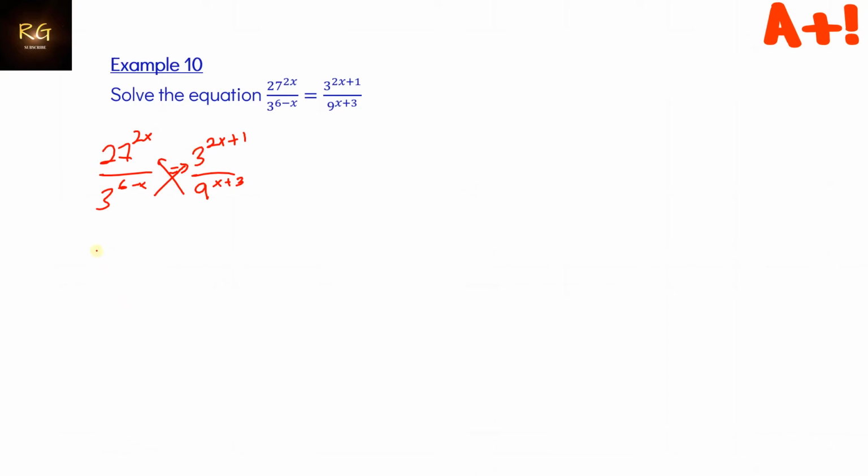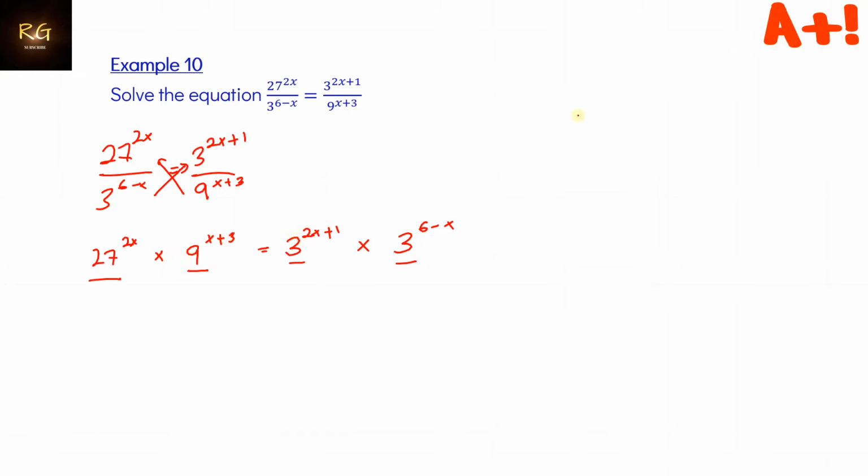So let's do it. 27 to the power of 2x times 9 to the power of x plus 3 equals to, copy back this, 3 to the power of 2x plus 1 multiplied with this one, 3 to the power of 6 minus x. So now as we can see, the base on right hand side is already the same, but on left hand side it's not the same. So we can't change 27 to the base of 9, because 9 to the power of 2 is 81. Alright, so what we need to do is try to change to base 3.